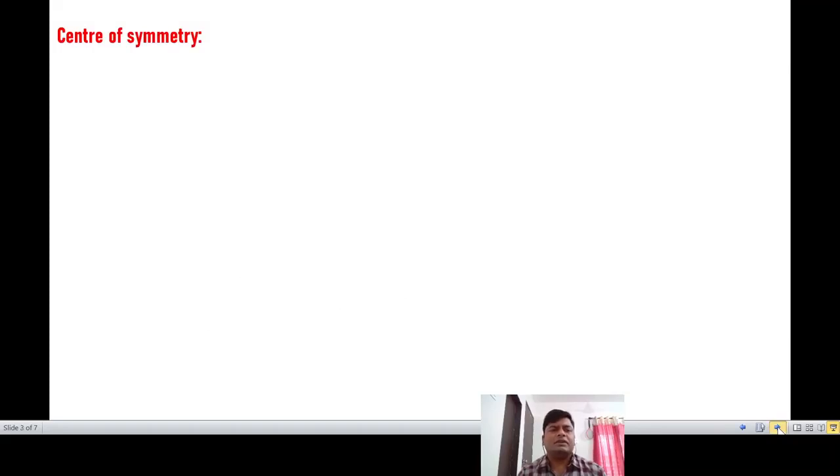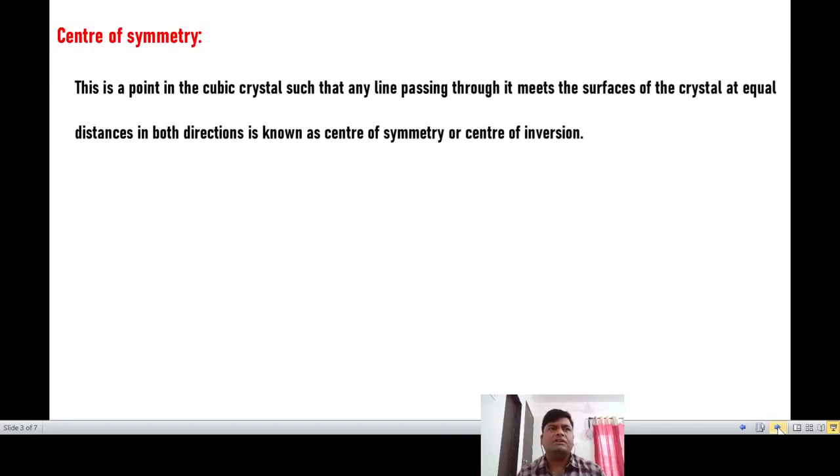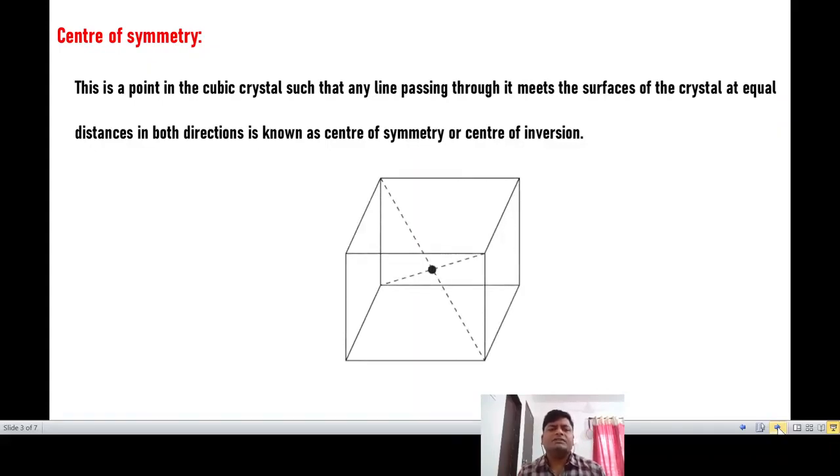Coming to the center of symmetry, it is a point in the cubic crystal system such that any line passing through this point meets the surface of the crystal at equal distances in both directions, and this point is known as the center of symmetry or center of inversion. Basically, the center of inversion is nothing but the body centered point of the cubic crystal system.